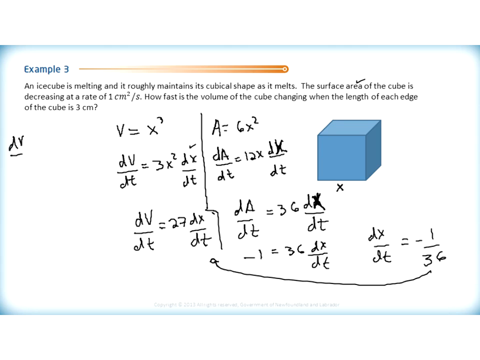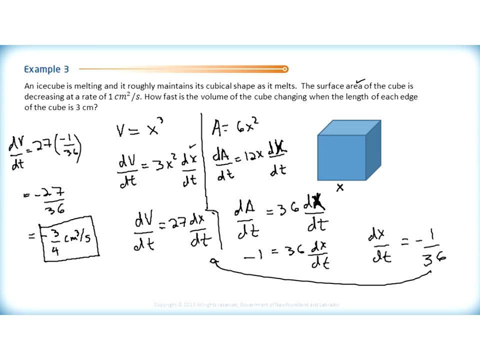So the volume is going to be decreasing at a rate of 27 times -1 over 36. So that gives me -27 over 36, which is a fraction that we should at least reduce. Let's see, 4 times 9 is 36, and 3 times 9 is 27. So let's call that -3/4 of a cubic centimeter per second. So that's how fast the volume of water in that cube is shrinking or disappearing or turning into water instead of solid ice when the cube has an edge of 3 centimeters.